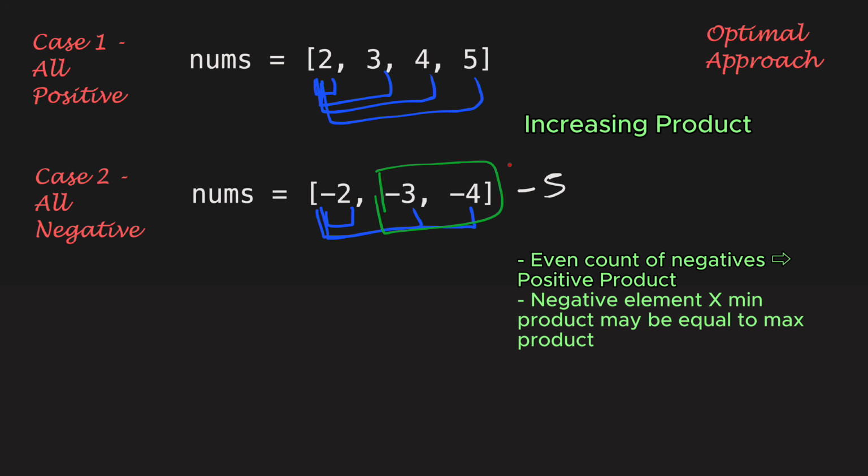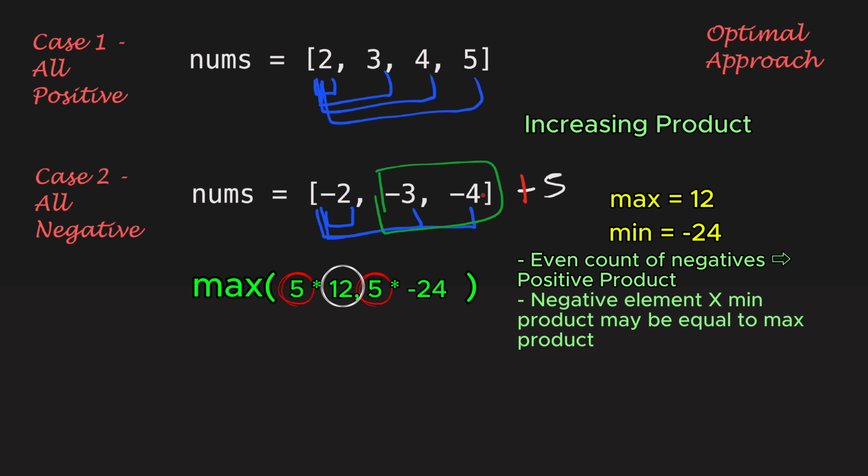Similarly, had it been +5 instead of -5, then the maximum product would have been 5 into the maximum product we have seen so far, which is +12, which is equal to 60. But again, we don't have to rely on the sign of the number. We can also calculate the maximum product by taking the maximum of product of current number into previous maximum product and minimum product, which will be equal to maximum of 60 and -120 equal to +60. Similarly, the minimum product will be minimum of the two products, which will be equal to -120 in this case.